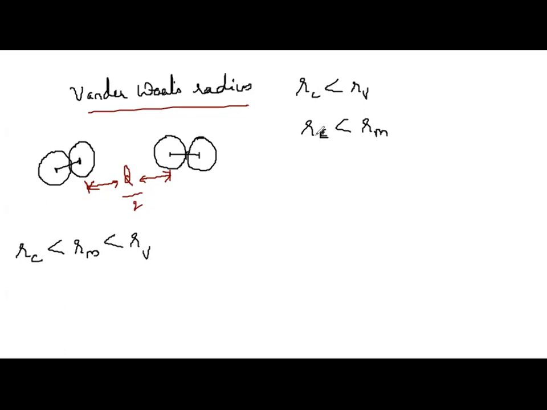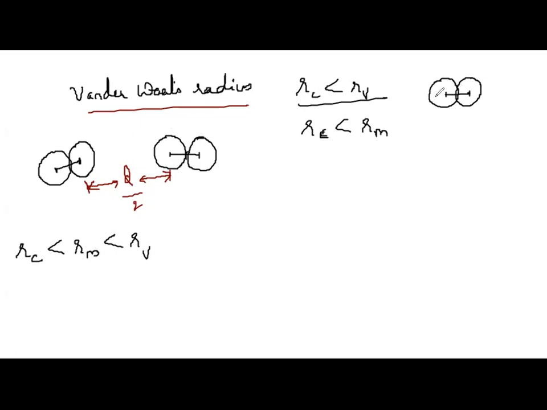Now what is the reason? Why is covalent radius smaller than van der Waals radius? This is because in the formation of a bond, the two atoms have to come closer. This is how we define covalent radius. So this bond is formed when the two atoms come closer, and when they come close to each other, their distance becomes less.